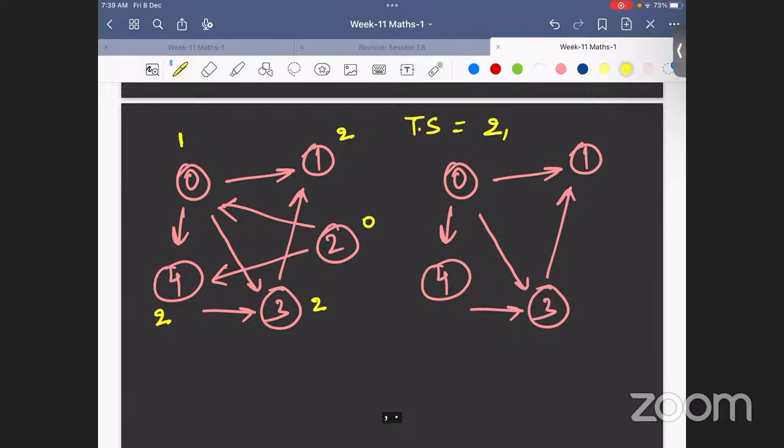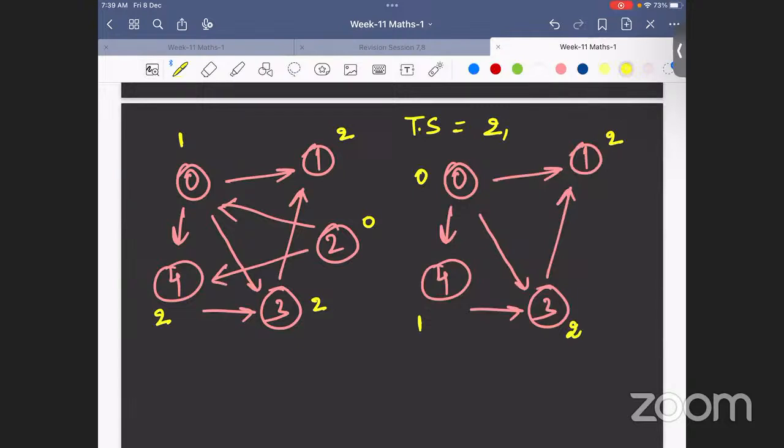What should be the in degree? 2, right? So the number of incoming edges: this is 1 and this is the second. What is the in degree for 0? 0, right? Because there is no edge which is coming to 0. In degree is incoming, and out degree is outgoing. Okay, for the 4, what should be the value? 1, and for 3 it should be 2.